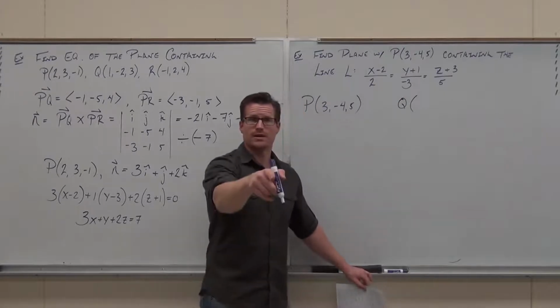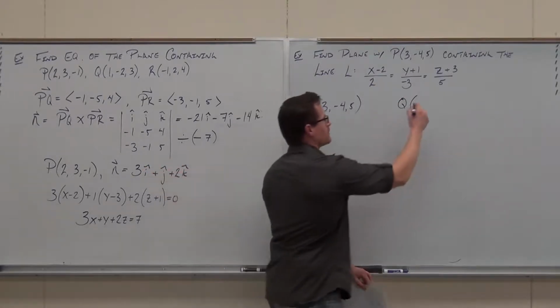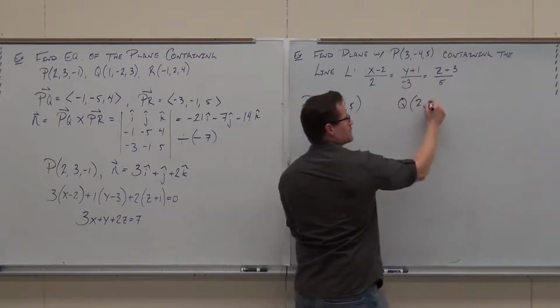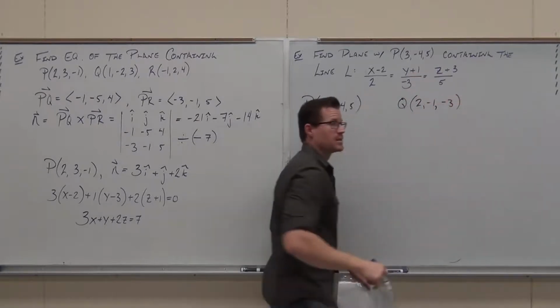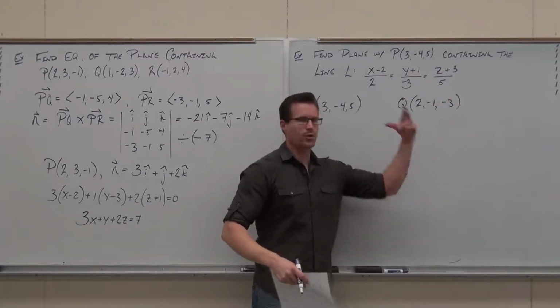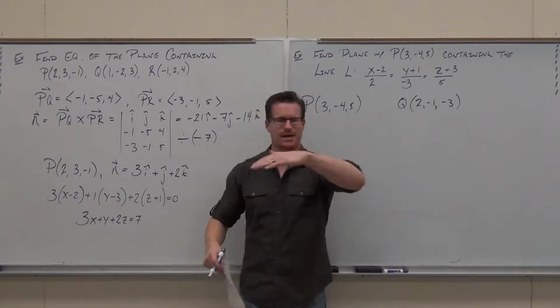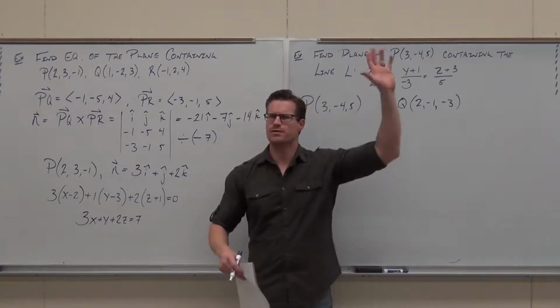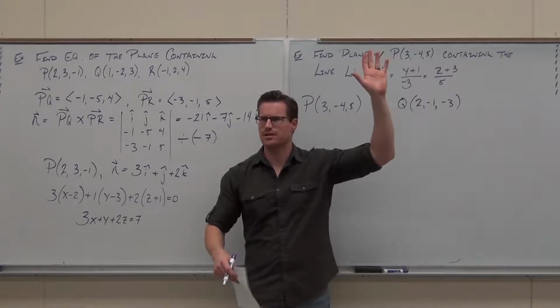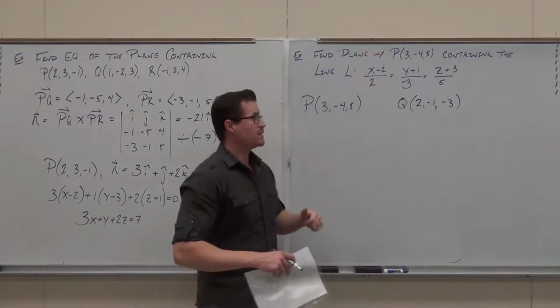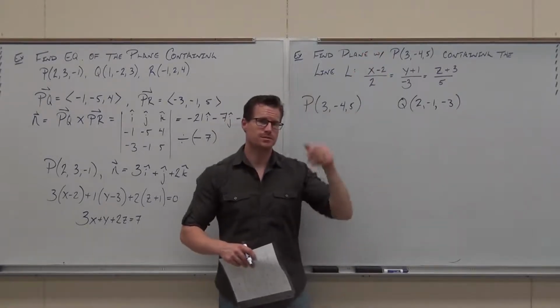2, -1. I like the 2. Do you see where the 2's coming from? -1. Yes. -3. That's a point on the line. Therefore, it's also in the plane because that line's got to be in the plane. Show of hands, feel okay with that? It's a weird concept. I want to make sure you guys get it. You guys okay with that one?